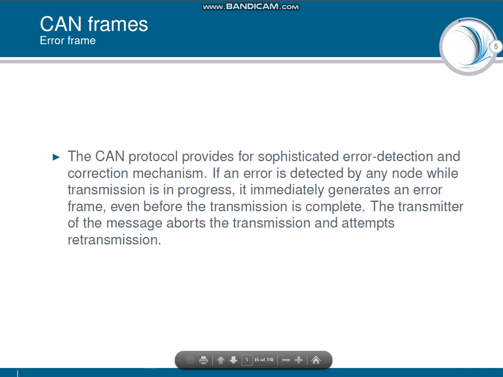Next, the error frame. The main feature of CAN protocol is that it provides error detection and correction mechanism. During transmission, if an error is detected, it immediately generates an error frame. The transmitter of the message aborts the transmission and attempts retransmission.